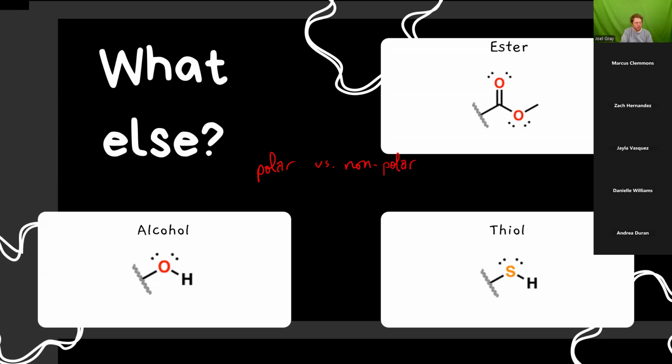Now, polar kind of means that there's electron density, or I'll just say electrons clustered in one place, or in an area. Non-polar, electrons are not clustered. So if something's not clustered, they're kind of spread out.